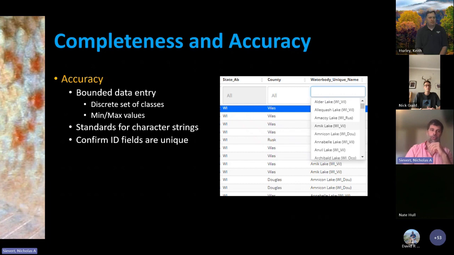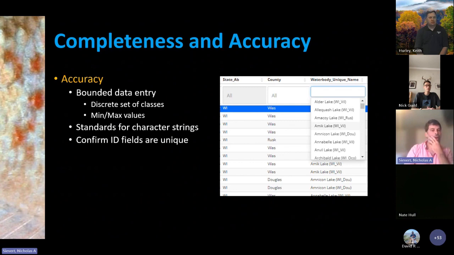I'm going through this pretty quickly because I want to leave time for everybody else. But we talked about this a little bit earlier as far as accuracy goes. You want to make sure the data in your database is accurate. And there's a lot of tools for doing that. So bounding your data entry, you can have discrete sets of classes. So it could be only these lakes or these counties or these taxa. And so you limit it.